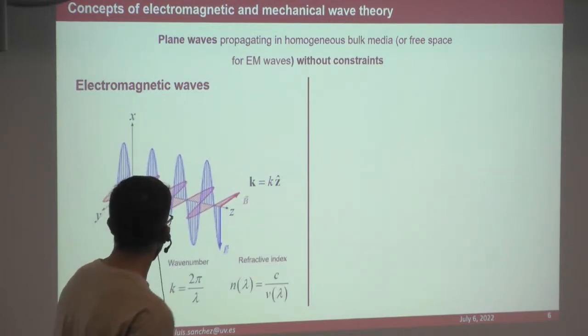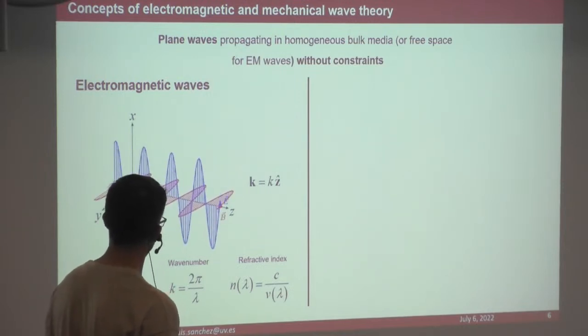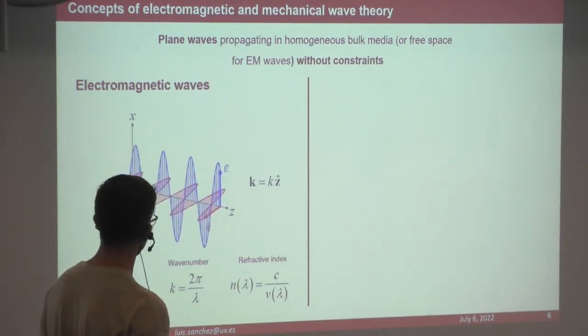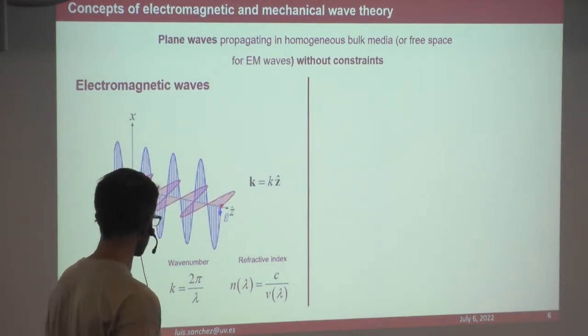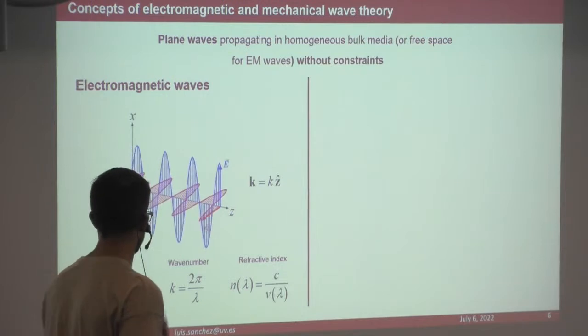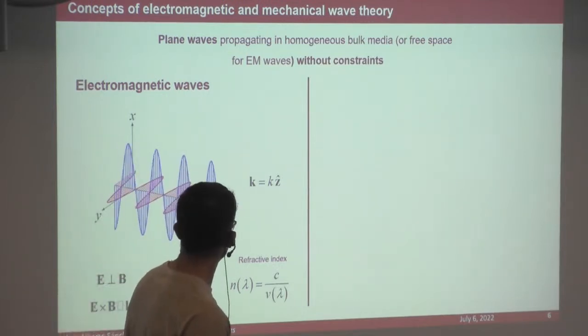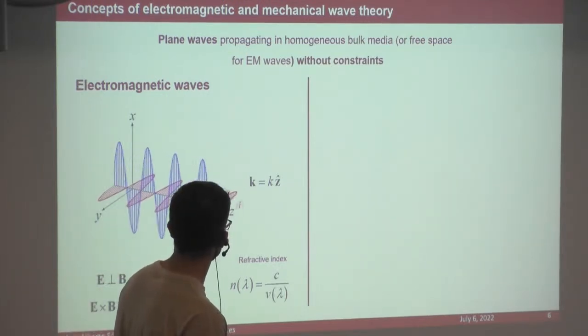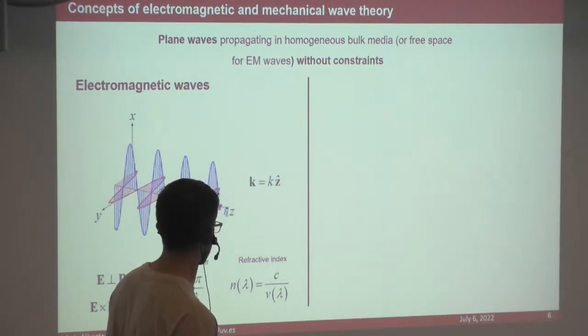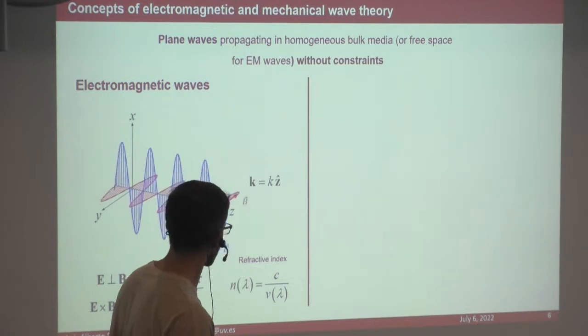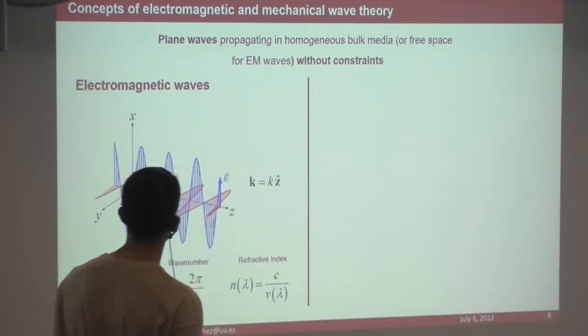And the electric field and magnetic field are perpendicular to each other, and they are also perpendicular to the direction of propagation. These are some of the quantities that describe electromagnetic waves in vacuum: the wave number, and the refractive index that gives the speed of the electromagnetic wave in a given medium.